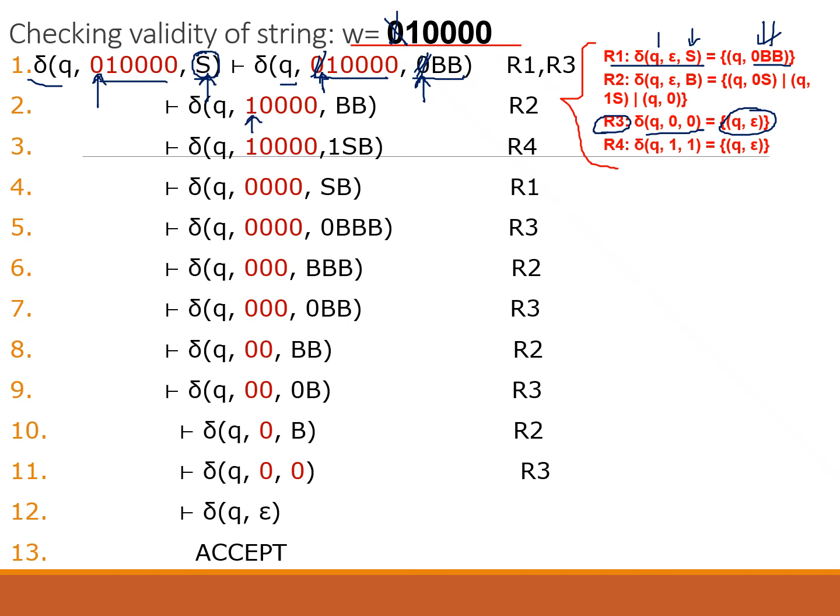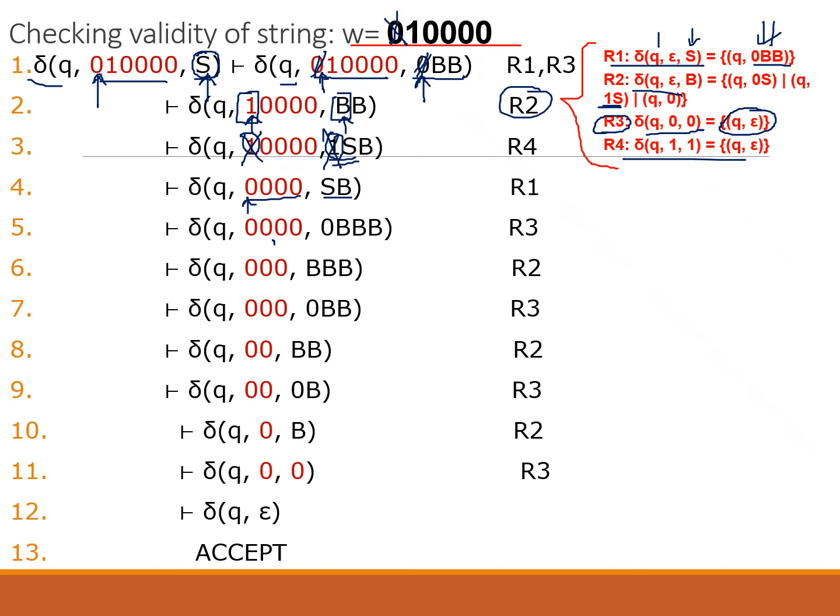Now Q gets 1 and B is on the stack. So if B is on the stack, we'll apply rule number 2. And since we need to get a 1 according to the input string, we will expand it using this 1s. So this B is replaced by 1s on the stack. Again, we have 1 and 1. So according to rule number 4, this will be popped from the stack and we have processed 1. So we have 4 zeros remaining with SB on the stack.